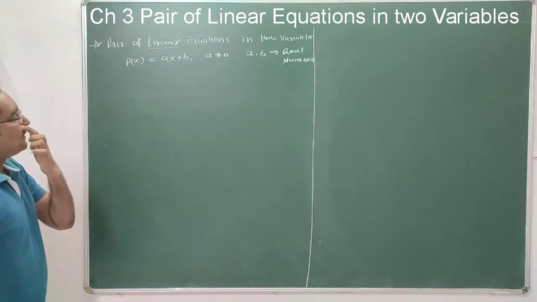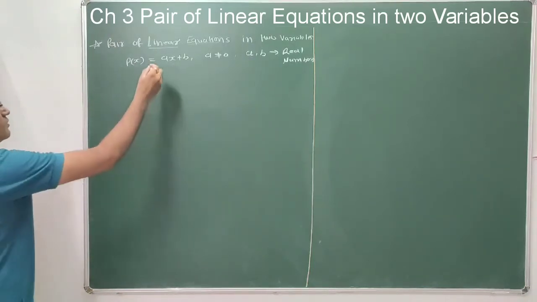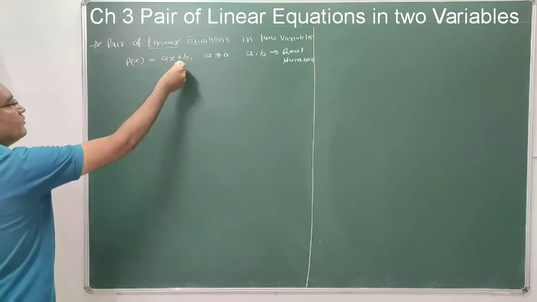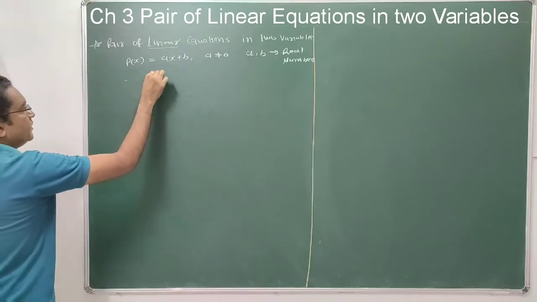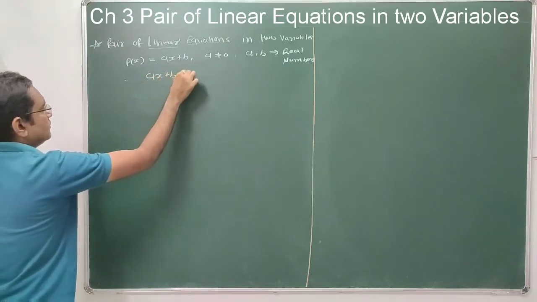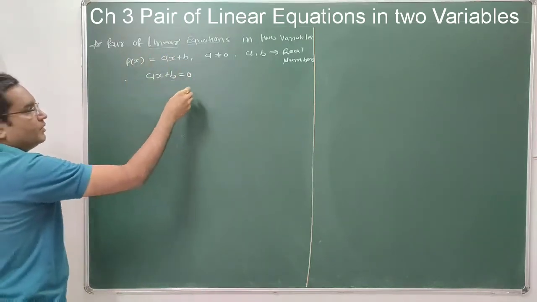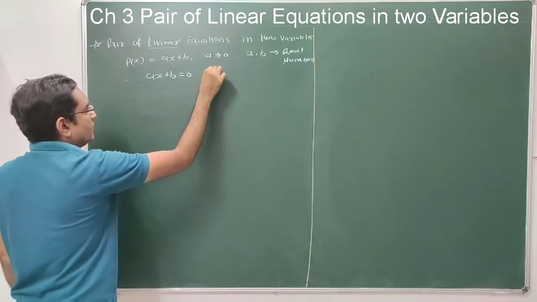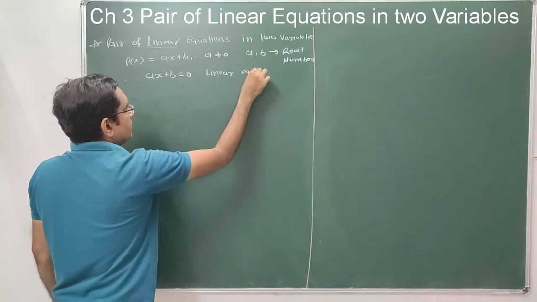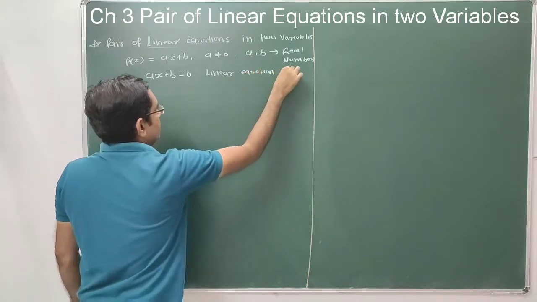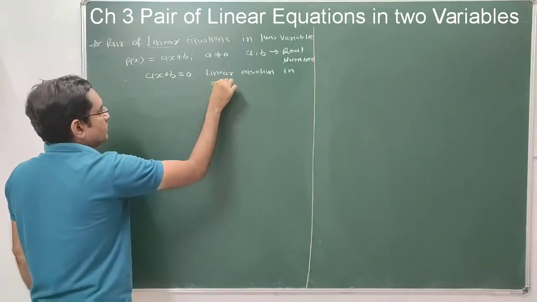Also we can compare this linear polynomial with 0. If we compare this linear polynomial with 0, it becomes a linear equation. Comparing the polynomial with 0, we get a linear equation, and this is a linear equation in one variable.